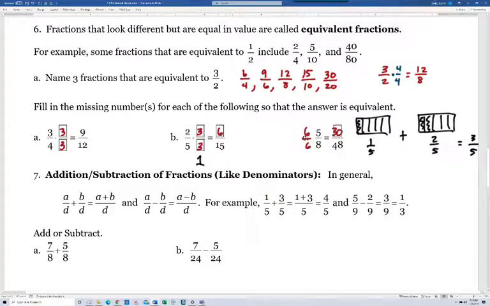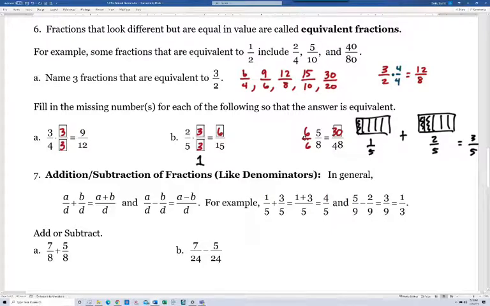So you can see the denominator tells us the size of each piece, and the numerator tells us how many there are. And so the denominator does not change, but the numerator we're adding. So hopefully that helps you to make a little sense out of why we're doing what we're doing.